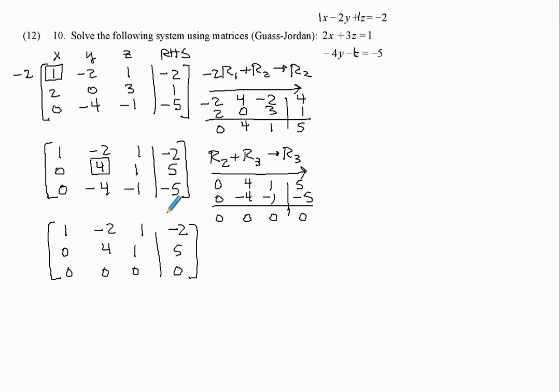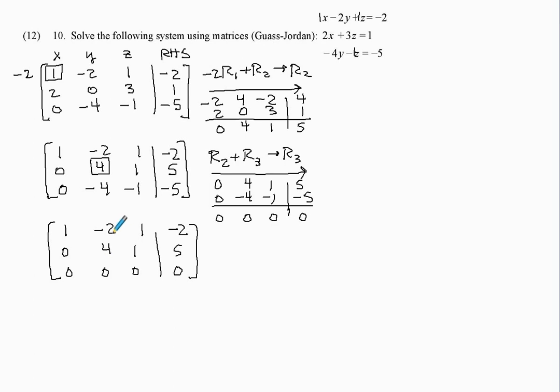And there's a couple ways we can proceed from here. We can change back to equations at this point. And then we'd have to write x in terms of, remember z is going to be your parameter, x in terms of z, and then also write y in terms of z. Or we can use this 4, and we can clear out the negative 2 right there, and then change back to equations. And that'll actually be a little bit easier.